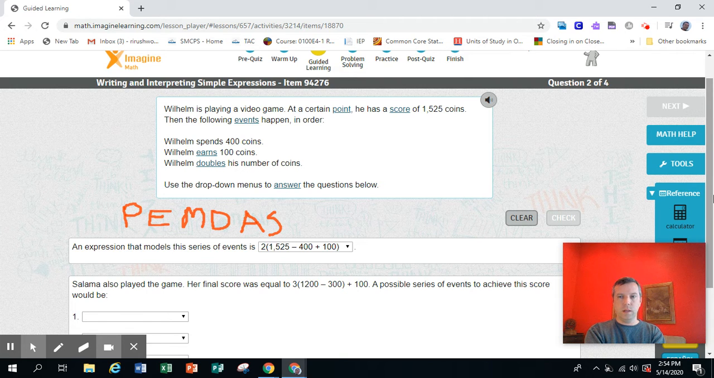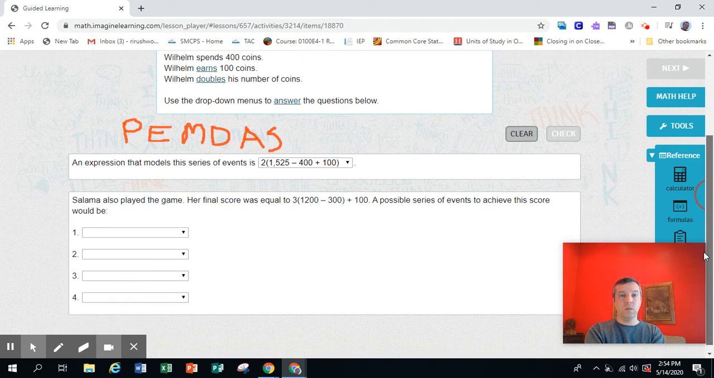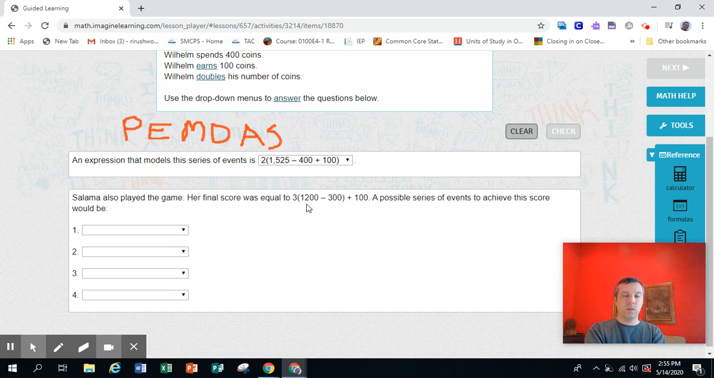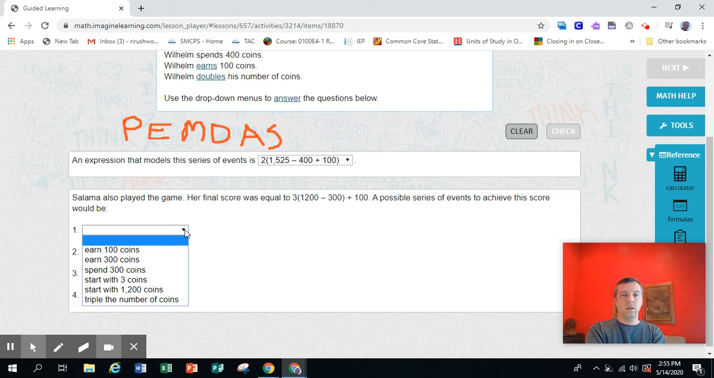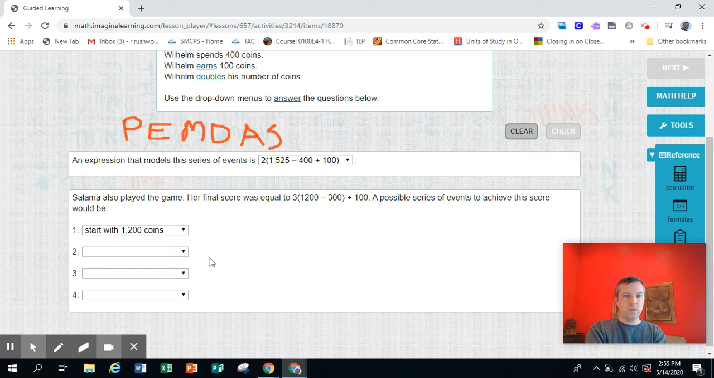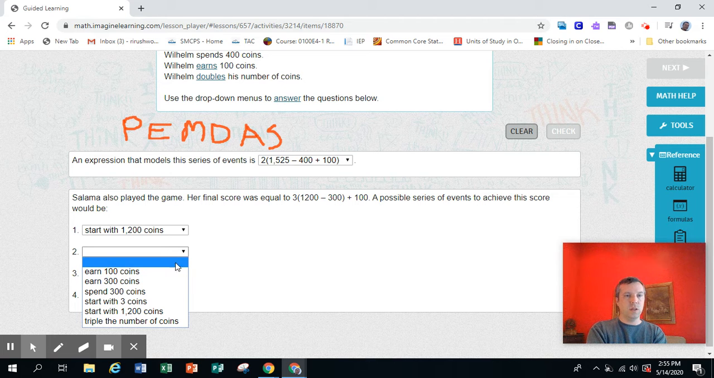Salama also played the game. Her final score was equal to 3 times 1,200 minus 300 plus 100. A possible series of events to achieve this score would be, well, what do you do first? First, parentheses, 1,200 minus 300. So we start with 1,200 coins, and then she must spend 300 coins because it's minus 300.